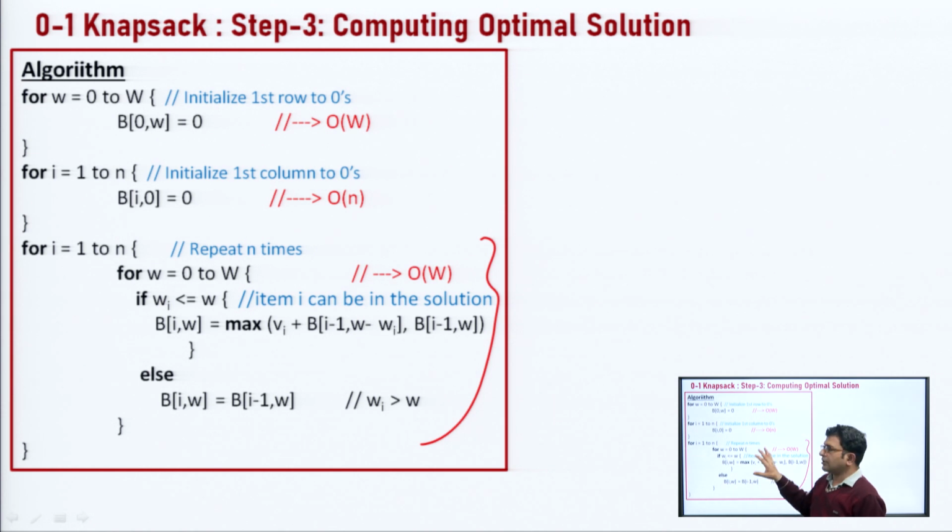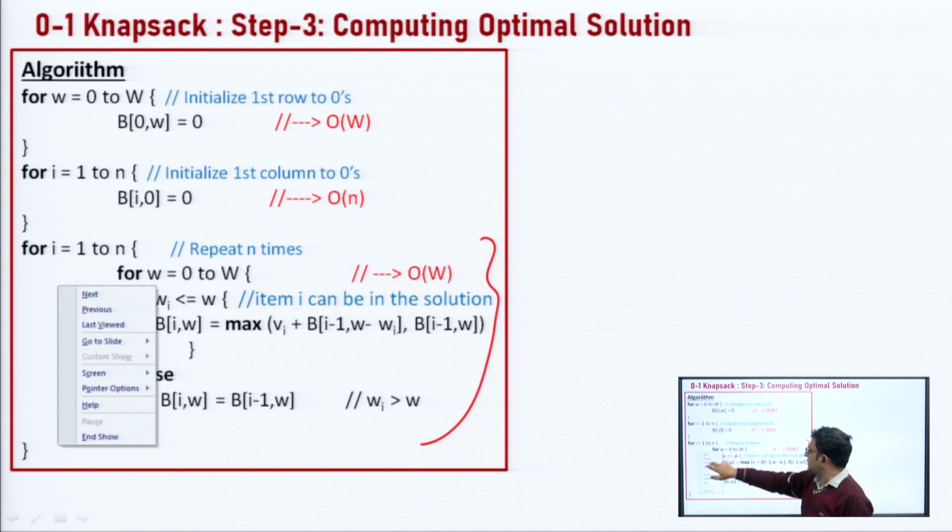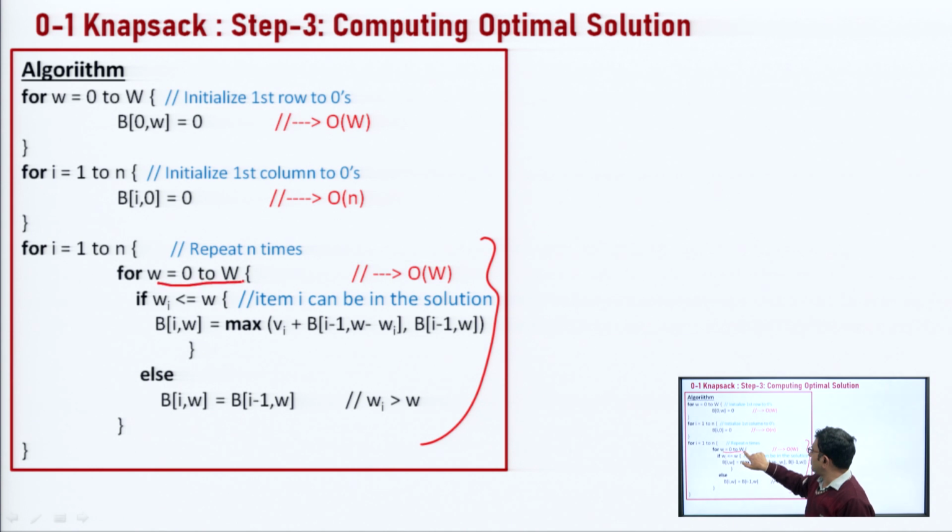Now just see what this set of lines is doing, basically what we discussed in the previous slide. It is computing the optimal cost. How is it computing the optimal cost? Just see here. w varies from 0 to W, and for each w we are checking whether this condition is met or not. If the condition is met, it means the weight of the ith item is less than w, in that case the ith item can be included in the solution.